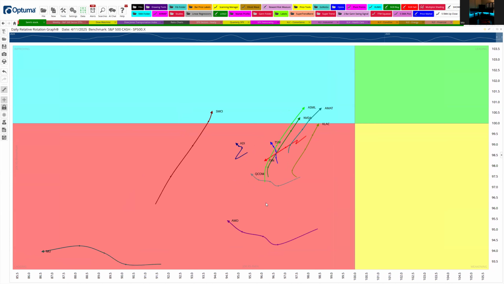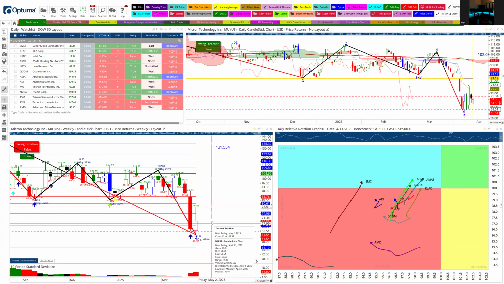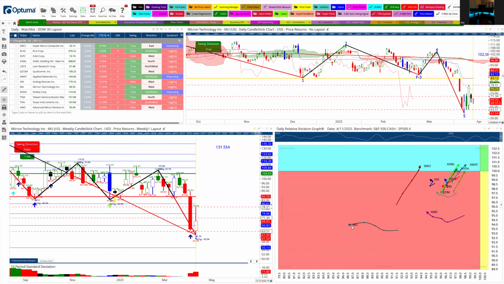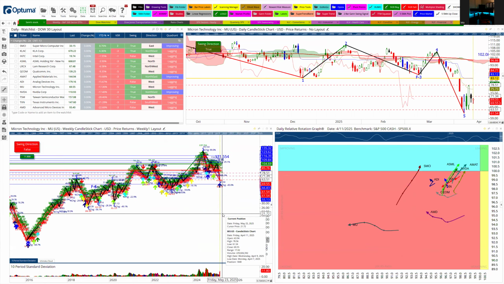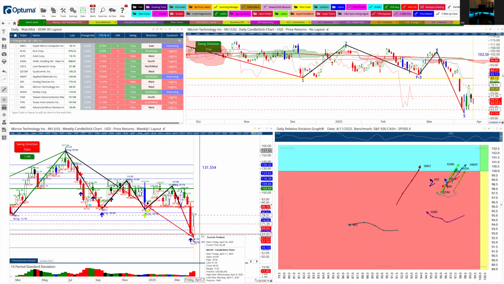QCOM is the one that I'm kind of interested in, and I'm watching the video for sure. Micron took a big hit as well. It's the weakest stock right now. Weekly looks good. 1 2, 1 2 count.